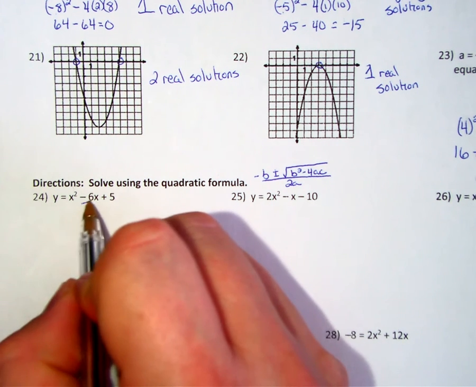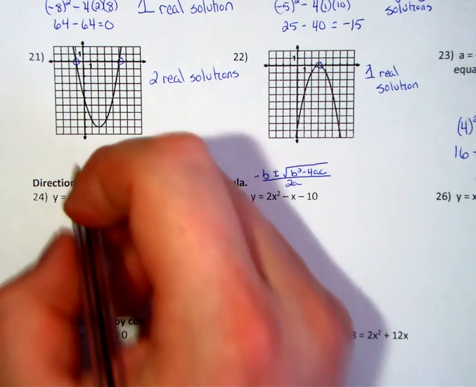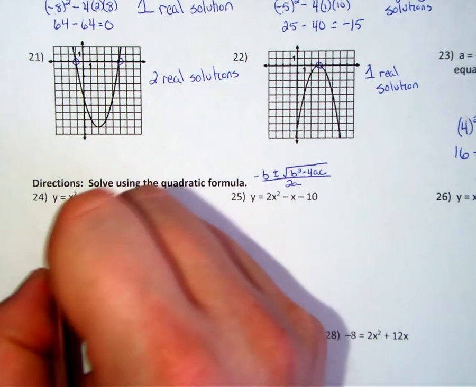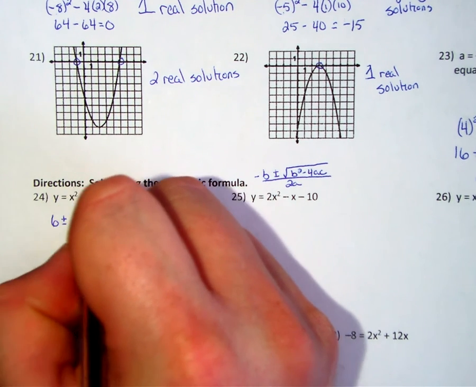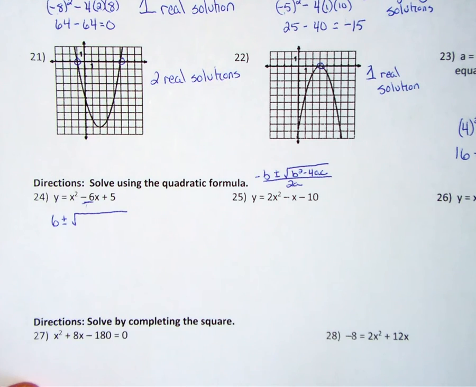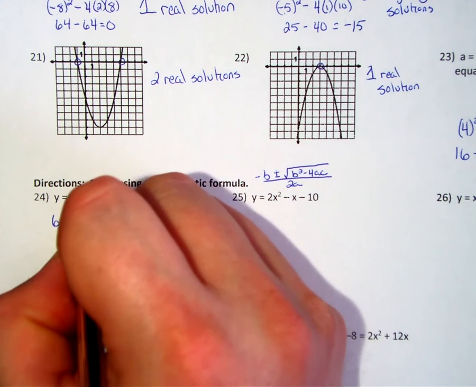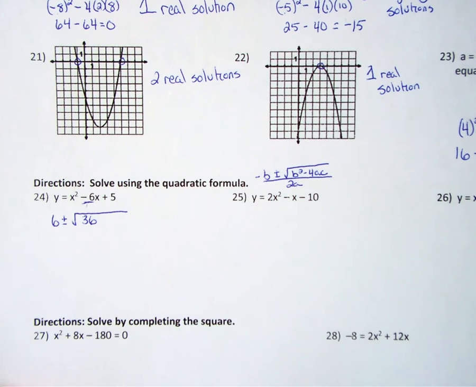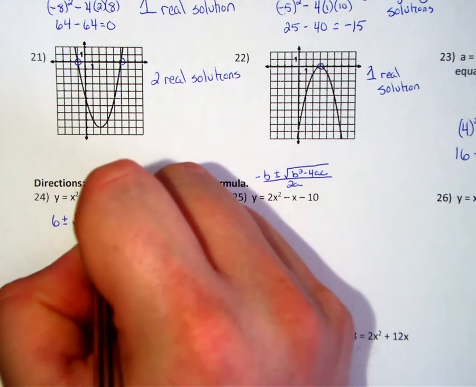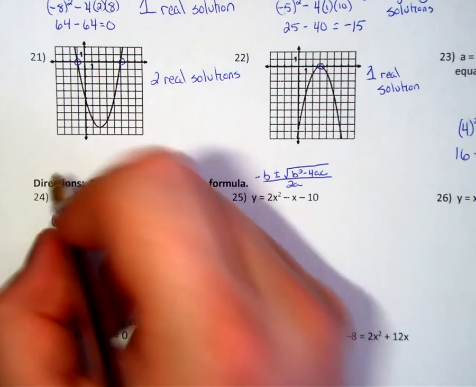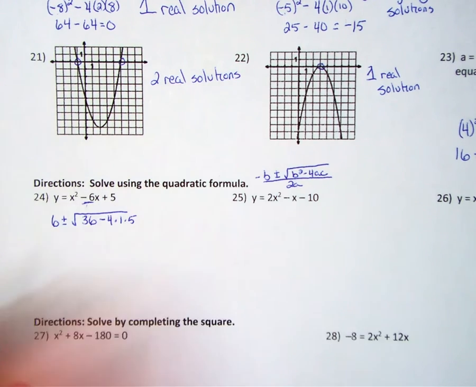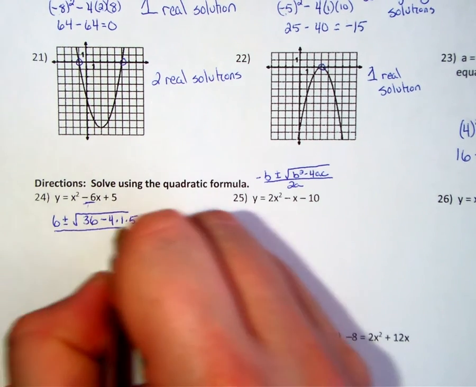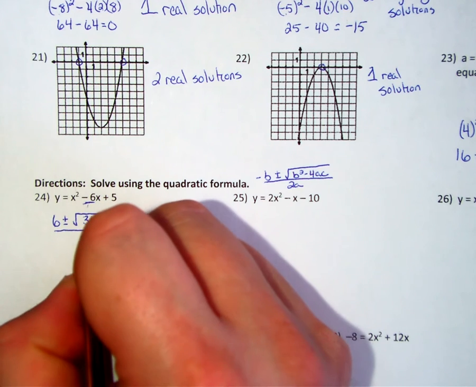Negative b, well, our b value is negative 6. So the opposite of negative 6 is going to be positive 6. 6 plus or minus the square root of b squared, which is 36, minus 4 times 1 times 5 gets divided by 2 times 1.